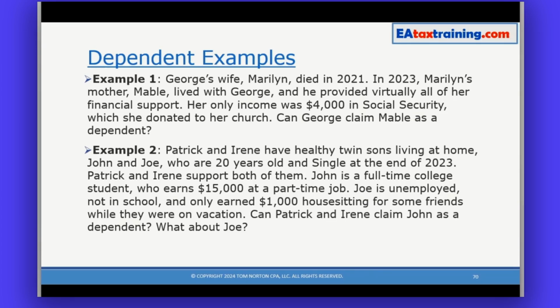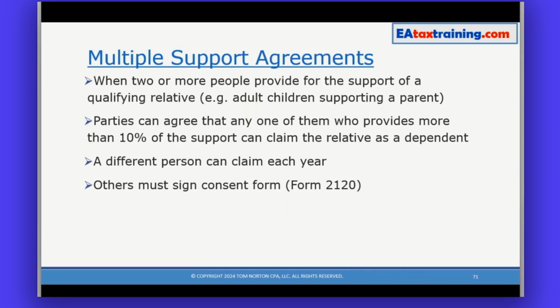Did he live with them? Yes, he lived with them. Did they support him? Yes, they supported him. Did he earn more than $4,700? No, he didn't earn more than $4,700. Does he qualify as a qualifying relative? Yes. Therefore, Patrick and Irene can take Joe as a dependent as well as John.